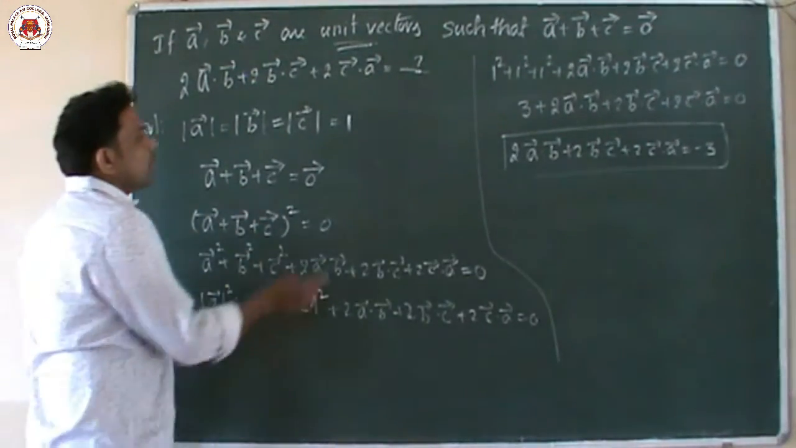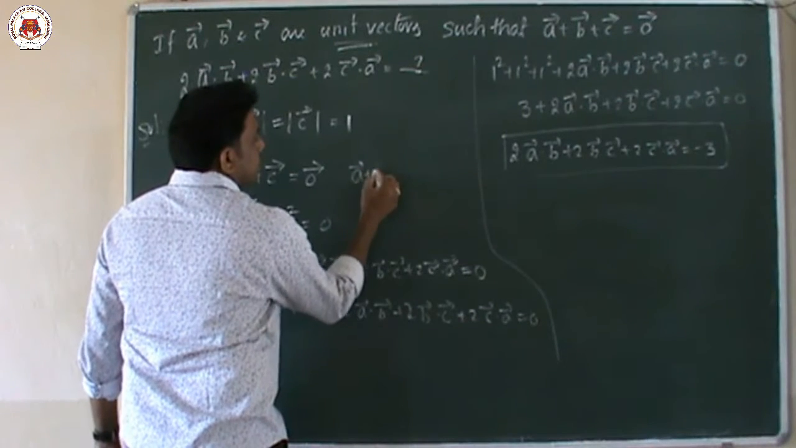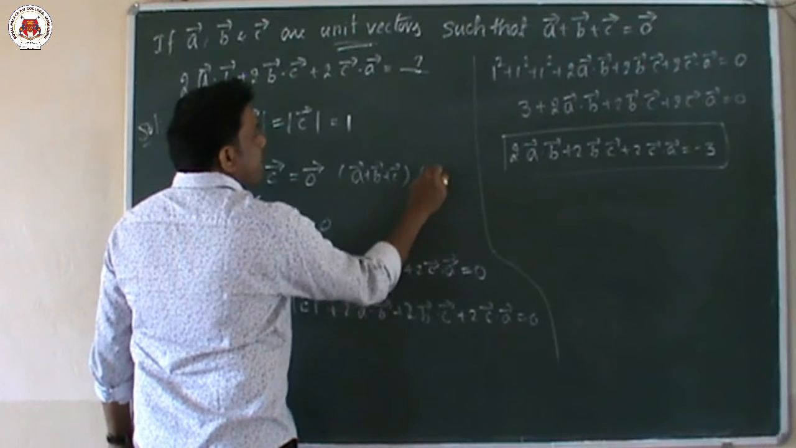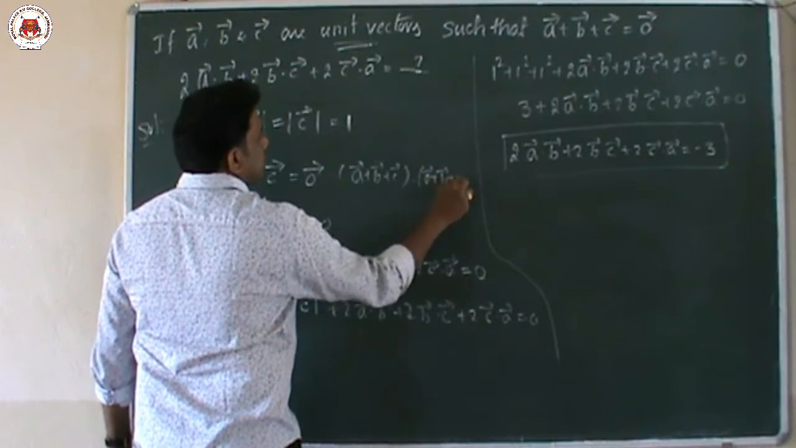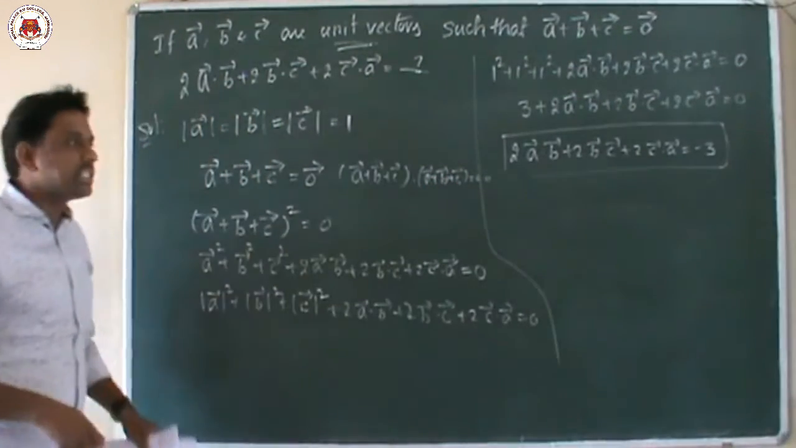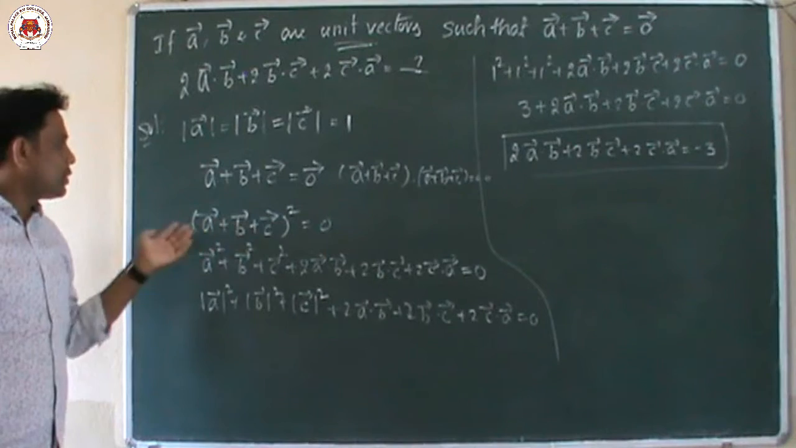In theory, we have to do the dot product: A vector plus B vector plus C vector dot with the same, A vector plus B vector plus C vector, equal to 0 dot 0. This is the procedure. But for competitive exams, I am going to write the direct step.